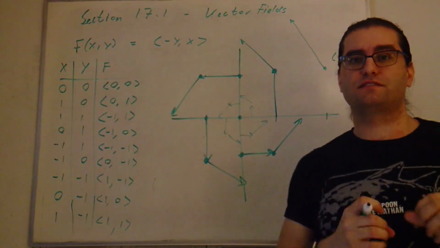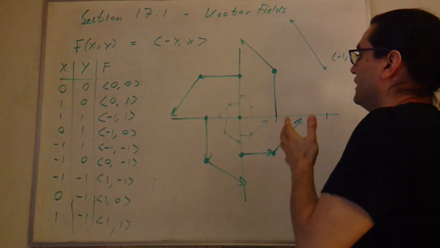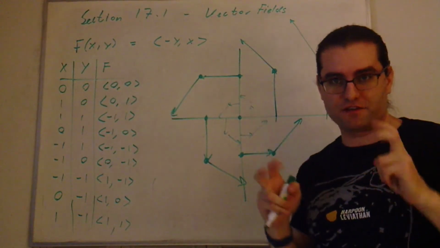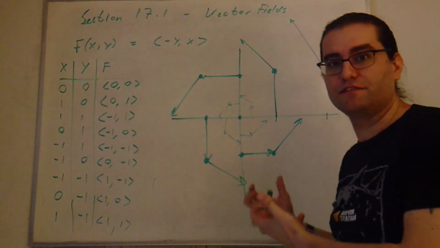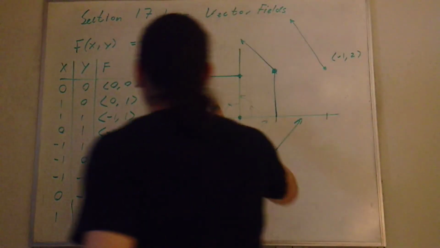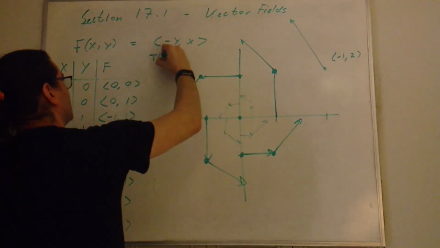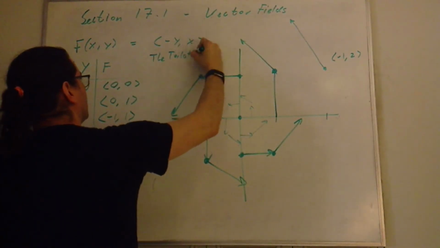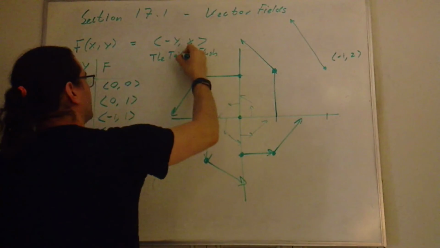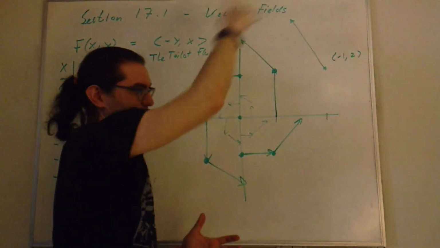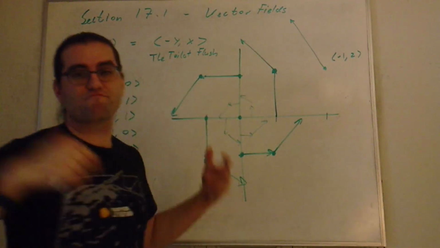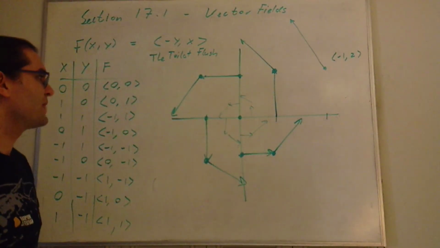I don't know if this vector field has an official name. My personal name for this vector field is the toilet flush. Because it looks like a toilet flush. Things just go around in circles. And I think that's very cool.